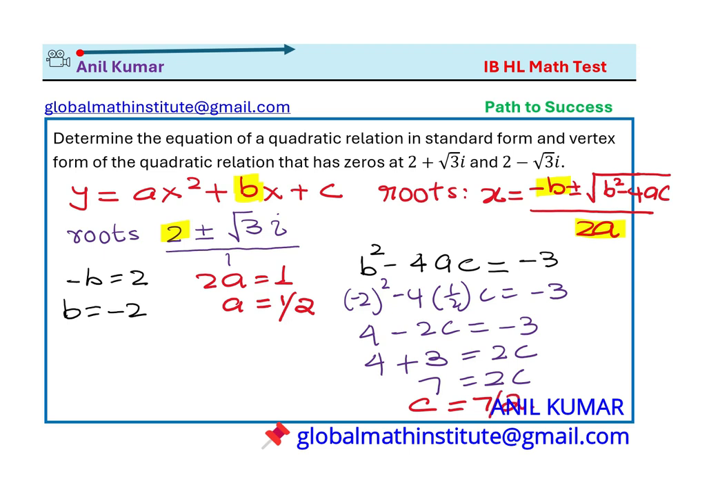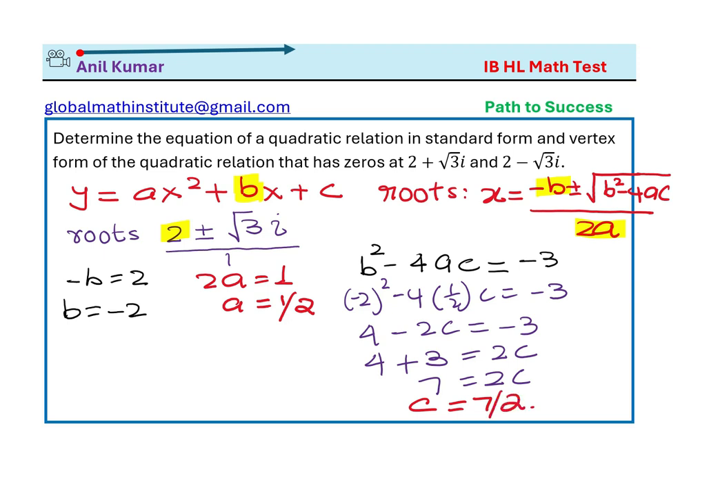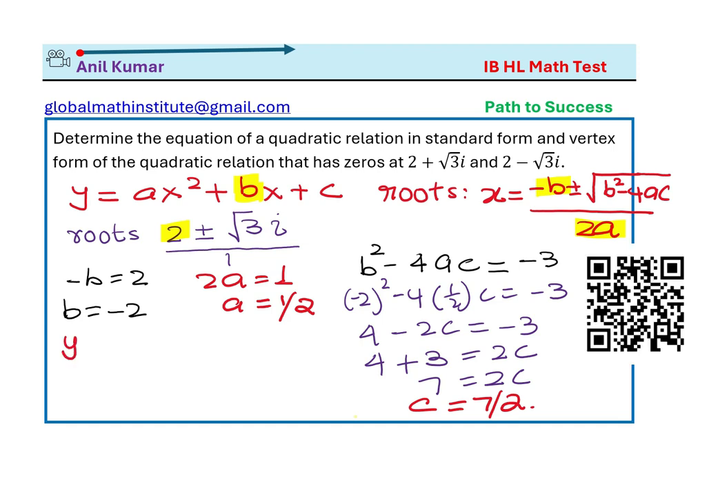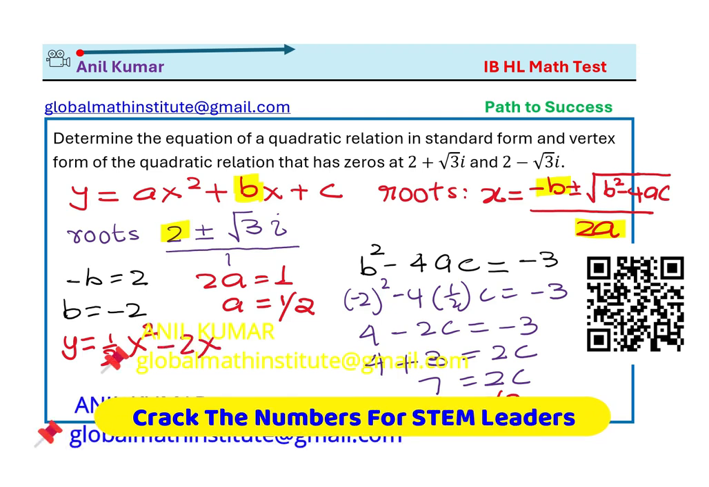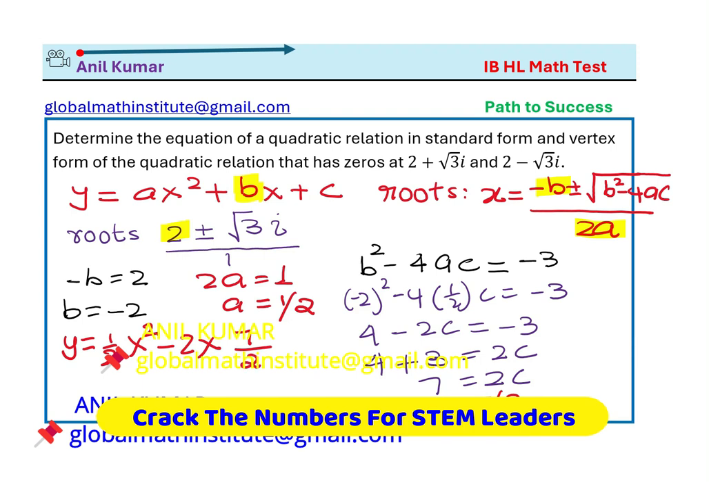Makes sense. Once you find all these coefficients, you can write down your equation. y equals half x squared minus 2x, and c is 7 by 2. Do you see that? That becomes your equation in standard form. You get the idea, right? It's as simple as that.